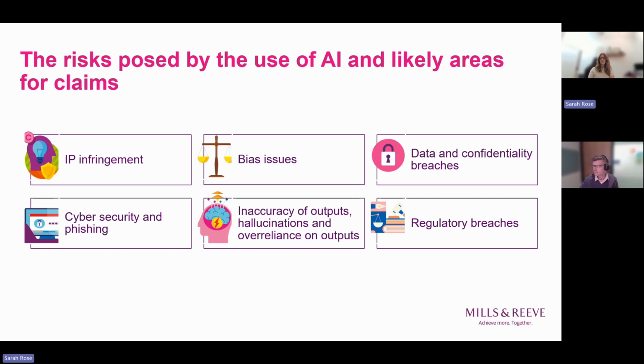professional discipline. So, for example, accountants using AI to advise clients on financial strategy and risk. If the AI being adopted by the accountant disproportionately flags minority-owned businesses as high risk due to biased data, that could result in claims. And data and confidentiality breaches.